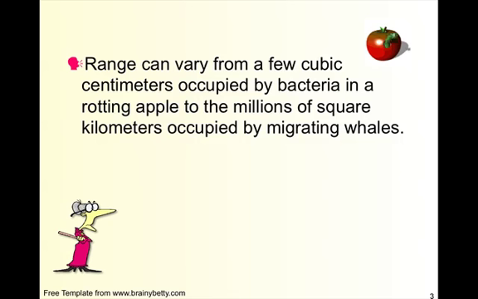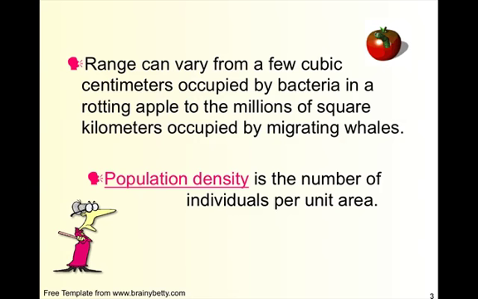Once again, it can be ranging from the bacteria to whales. We might talk about populations of giraffes. We might talk about populations of fungi. It really doesn't matter what we're looking at. It's just that it's a population of some type of living organism. Population density is the number of individuals per unit area. And density is something that you have worked with in physical science before.